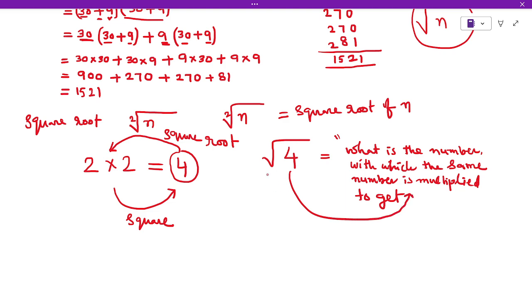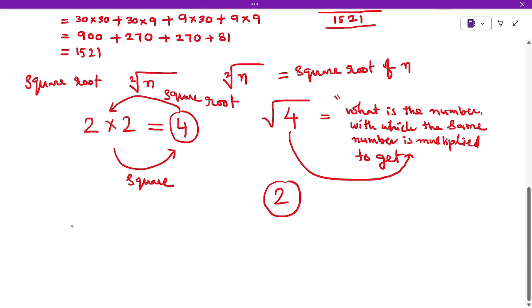Clear? Now you tell me what is the number I should take, such that you take a number and then multiply the same number to get 4. So obviously, 2, right? Therefore I can say that the square root of 4 is 2. Why? Because the number is 2, with which if I multiply 2 with 2, I am getting this number 4. That is how we will define the square root.